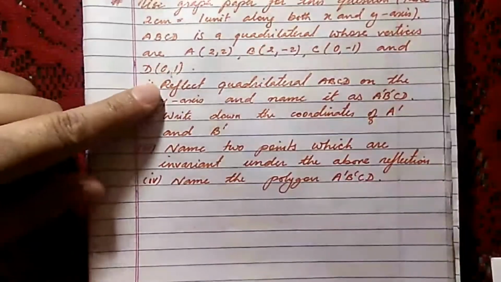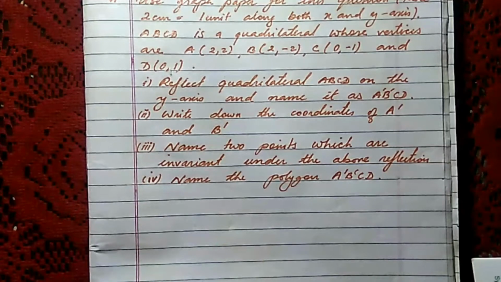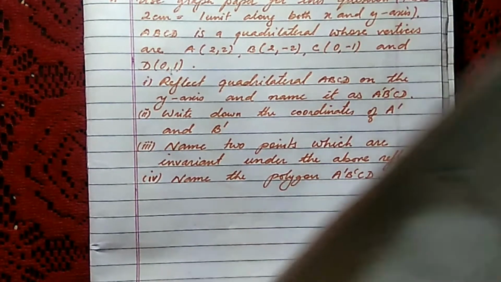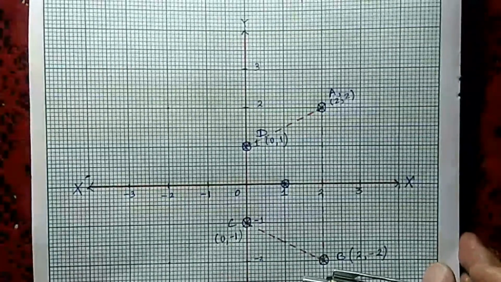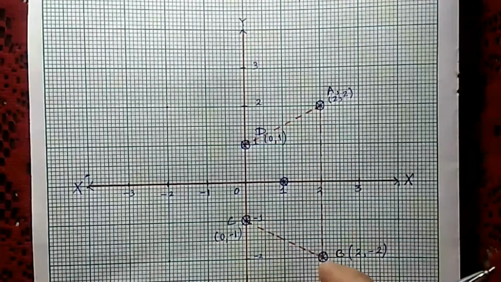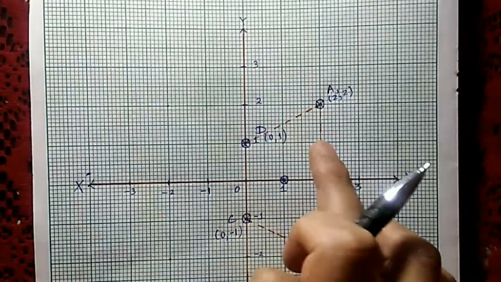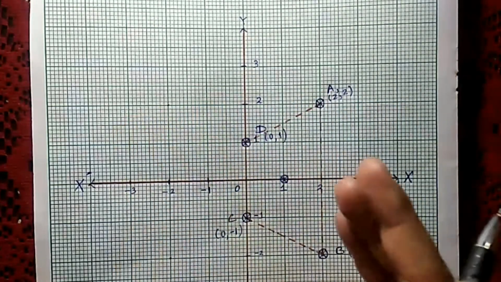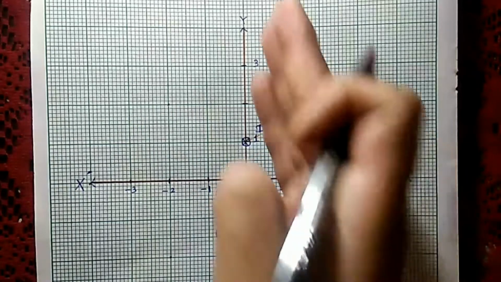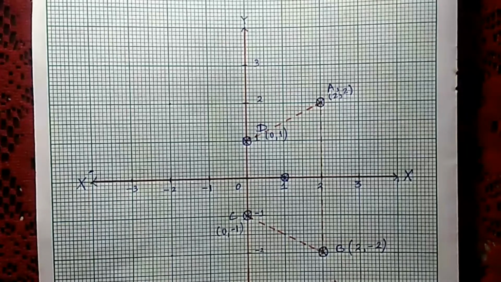Now what is the first part? Reflect the quadrilateral ABCD on the y-axis and name it as A dash B dash C D. So we need to reflect the quadrilateral ABCD. I have tried to join this with broken lines to show you the original quadrilateral. Now when this is reflected in the y-axis, the y-axis behaves like the mirror and the image will be formed on the other side at similar distances.